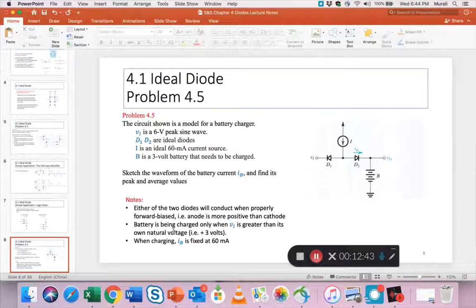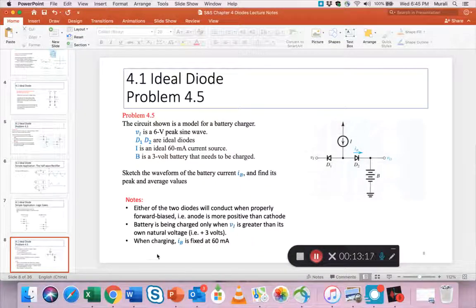Second note here: the battery is being charged only when Vi is greater than its own natural voltage. That means the battery is at 3 volts roughly, right? Not exactly. If it's being charged, that means it's slightly lower than 3, but close to 3. We know this from common sense: for a battery to be charged, the applied voltage has to be higher than the battery voltage. That's all I'm saying here. And that applied voltage is being regulated by this sine wave at Vi.